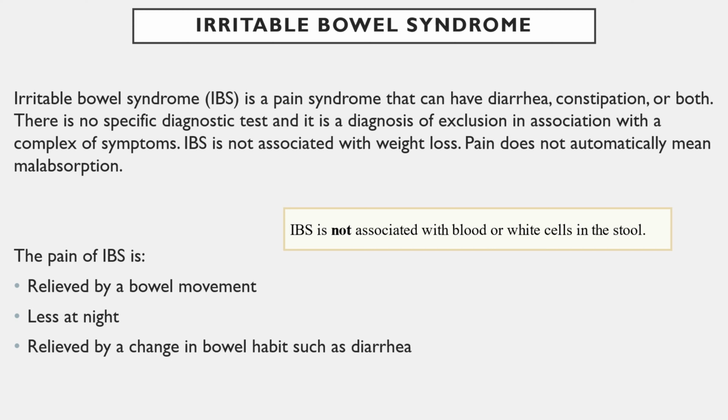In this slide, we need to discuss irritable bowel syndrome, or IBS. This is a syndrome of pain associated with diarrhea, constipation, or both. There is no specific diagnostic test. It's usually a diagnosis of exclusion.